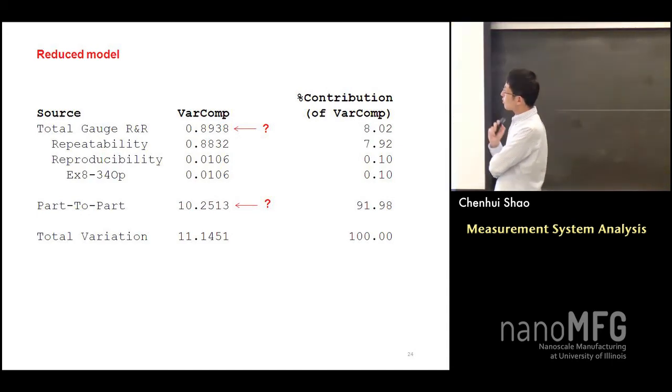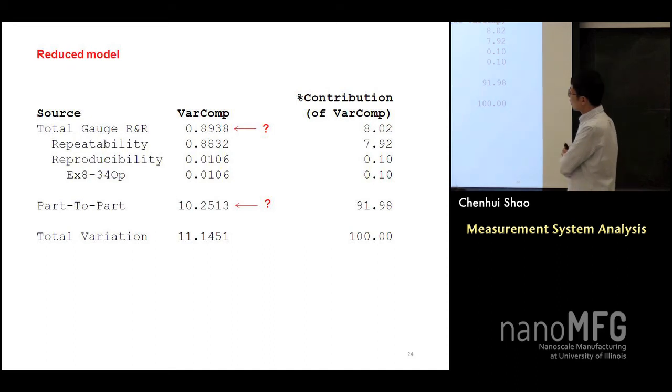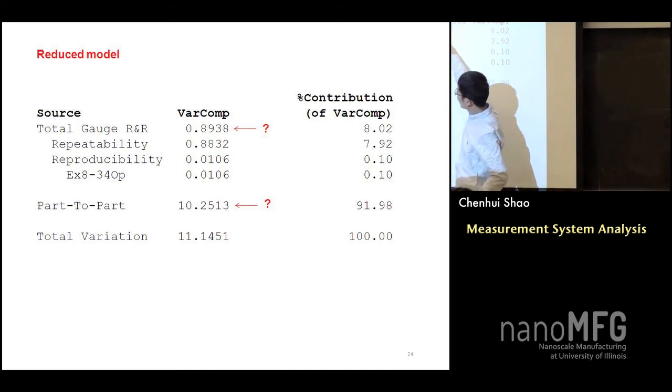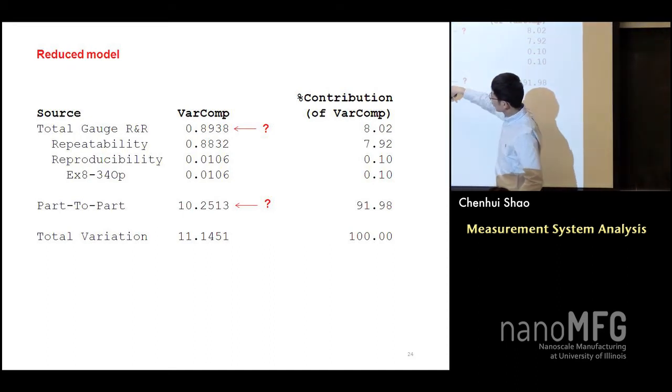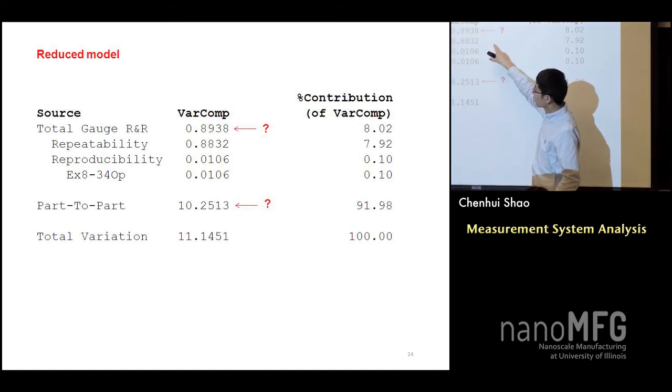So the reduced model results are given like this. We have this value and this value. The part-to-part variation is 10 something, and the gauge R&R variance is only 0.89. So compare this to this, what do we land?